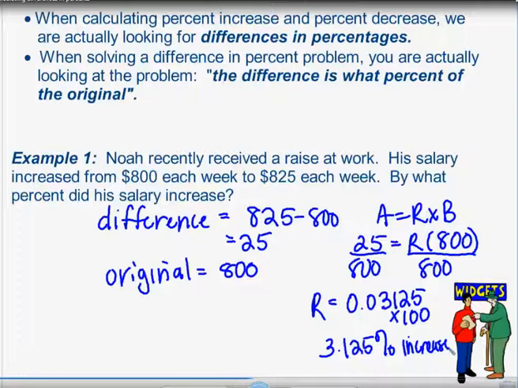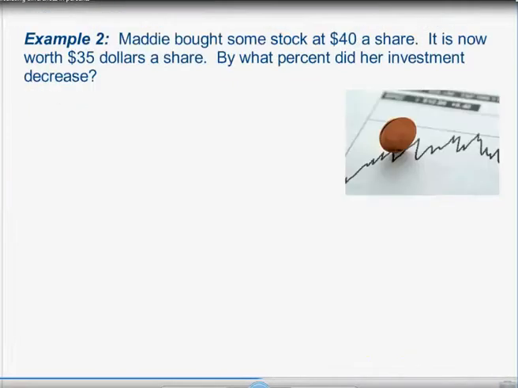Now that we've looked at a percent increase problem, let's look at a situation where our values decreased. So in this case, Maddie bought some stock at $40 a share. It is now worth $35 a share. By what percent did her investment decrease? This represents percent decrease because her money went down over that period of time.